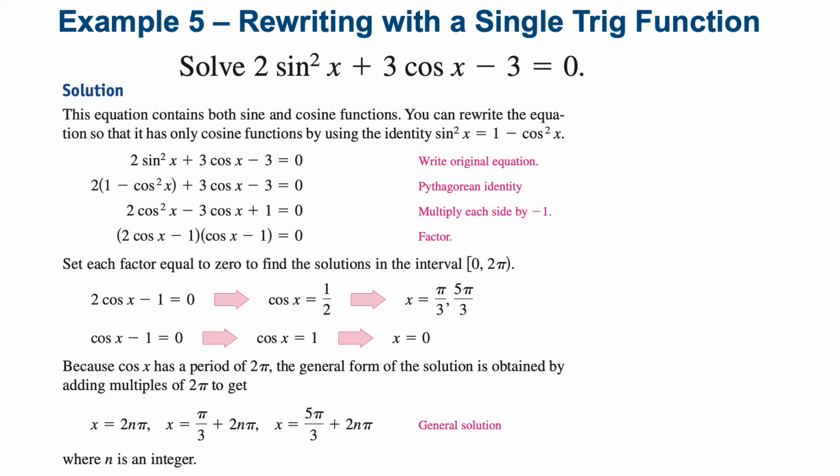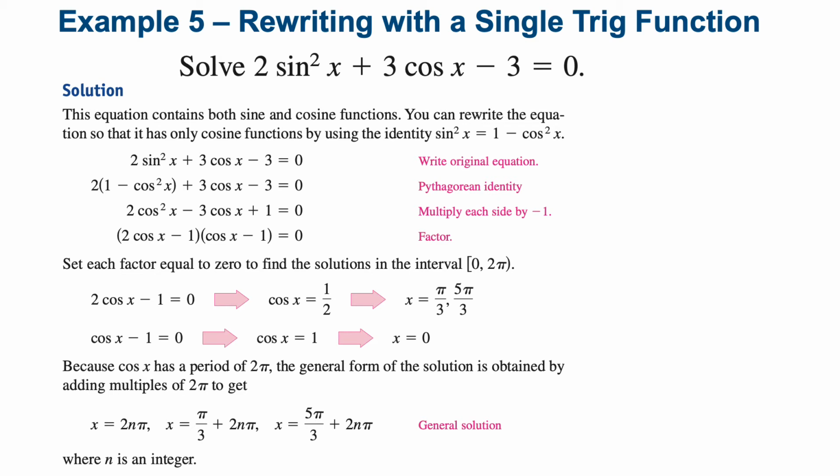So you see that here on my second line. I don't know if you can see my cursor, but it's 2 times the quantity 1 minus cosine squared x plus 3 cosine x minus 3 is equal to 0, right? Now let's distribute and combine like terms. So 2 minus 3 will be negative 1. If we did that and multiplied both sides by negative 1, we would get 2 cosine squared of x minus 3 cosine x plus 1 is equal to 0. And then let's go ahead and factor, and that factoring is not too bad. 2 cosine x minus 1 and cosine x minus 1 will give me the same quadratic.